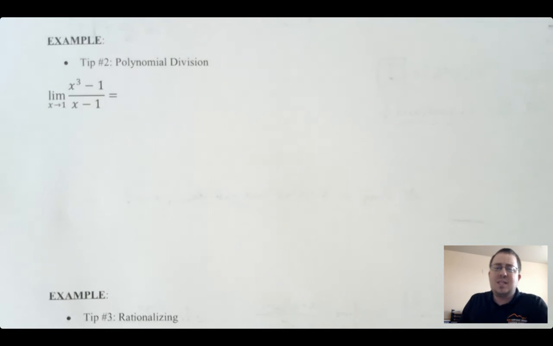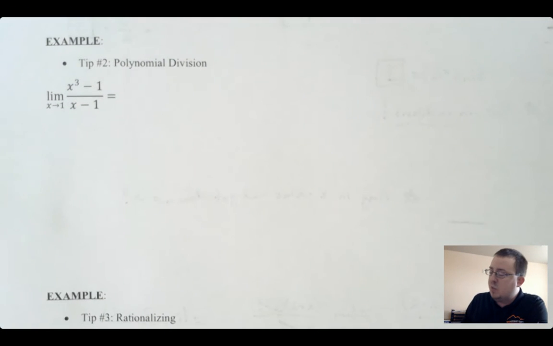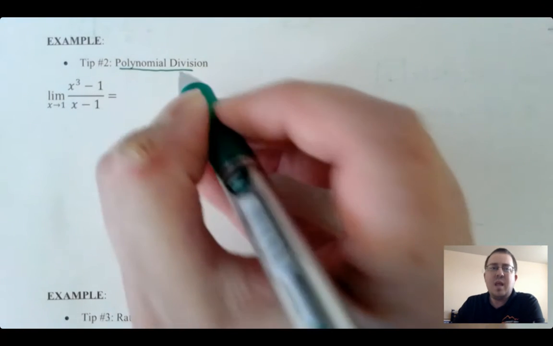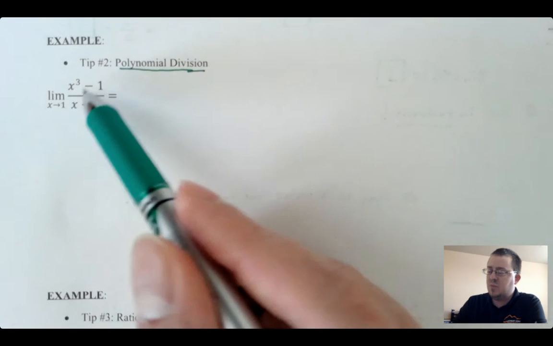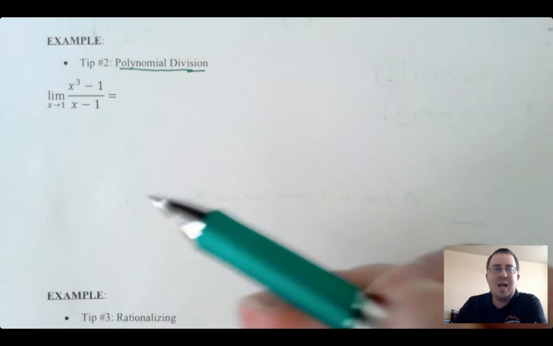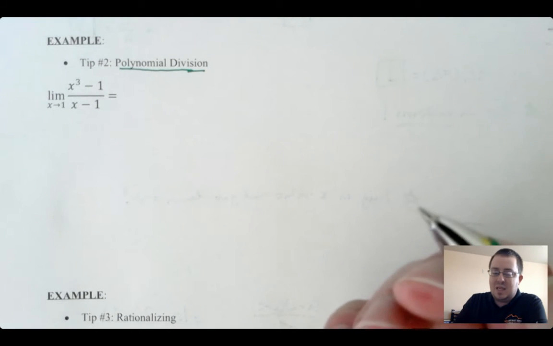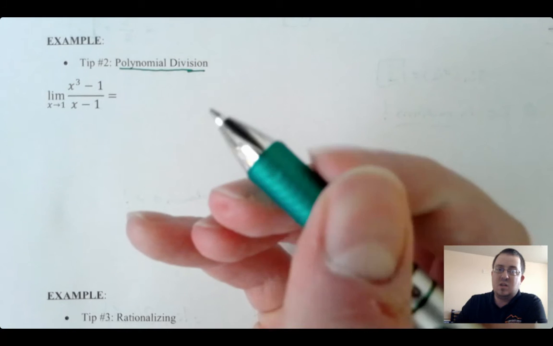Two other techniques that don't come up as often, but they will come up sometimes, are polynomial division and rationalizing. So tip number 2 is polynomial division. I have the limit as x approaches 1 of x cubed minus 1 over x minus 1. Oh my gosh, this is the example from last time that we looked at. Okay, so I know that bad things happen at 1, and I actually know the answer because we've done this one. The answer was 3 using the tables.